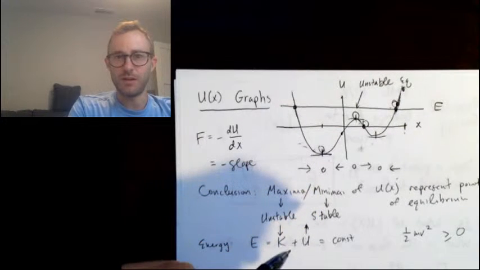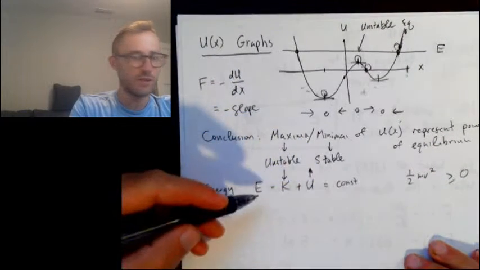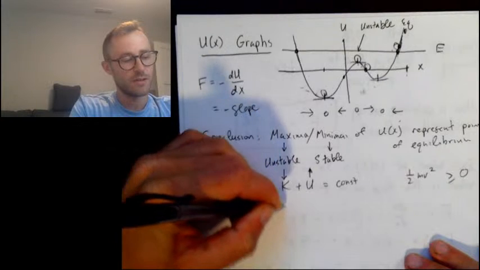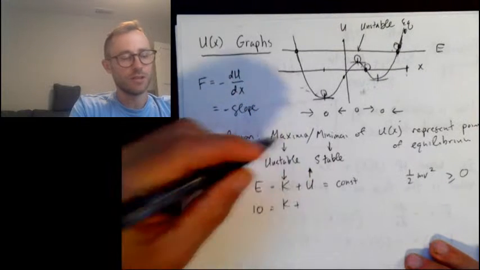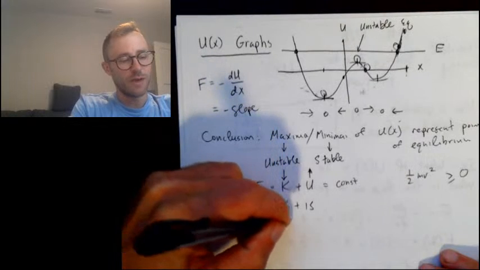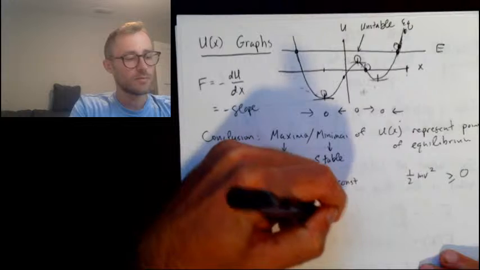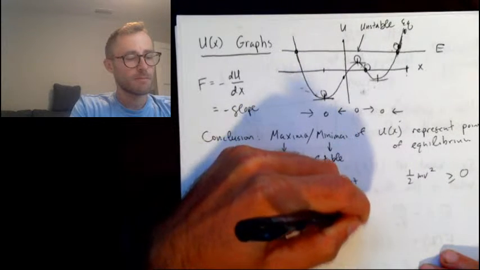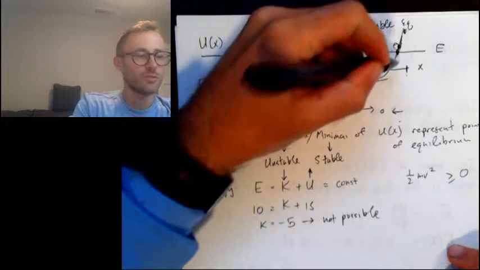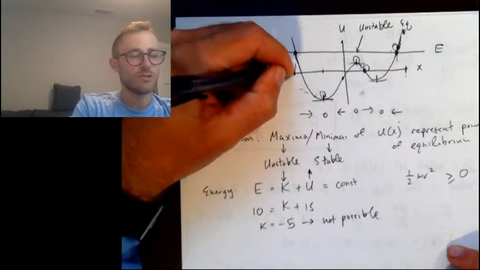You see what I'm saying? So for example, if you have the potential energy greater than the energy, then maybe the energy is 10, but the potential energy is 15. So that would mean that the kinetic energy is -5, which is not possible. So these locations where the potential energy equals the energy are called turning points.